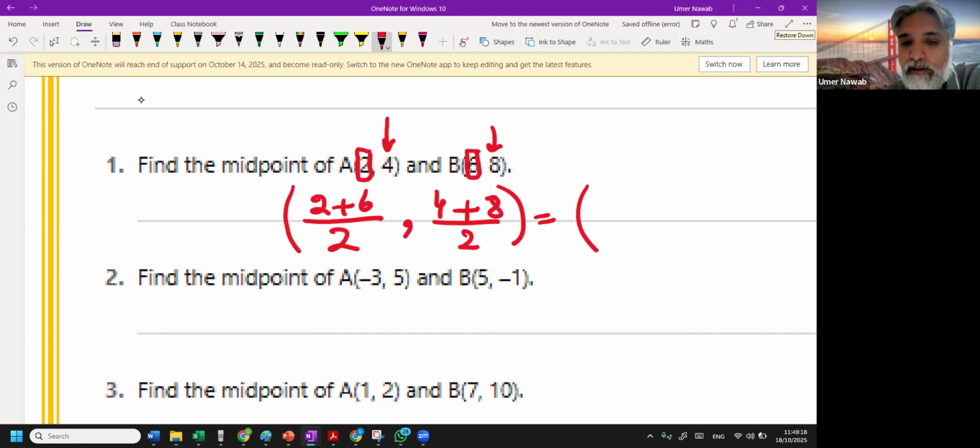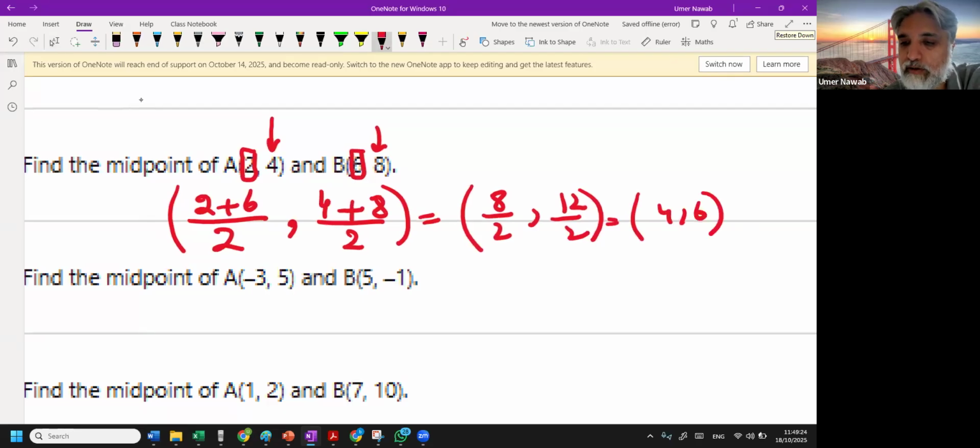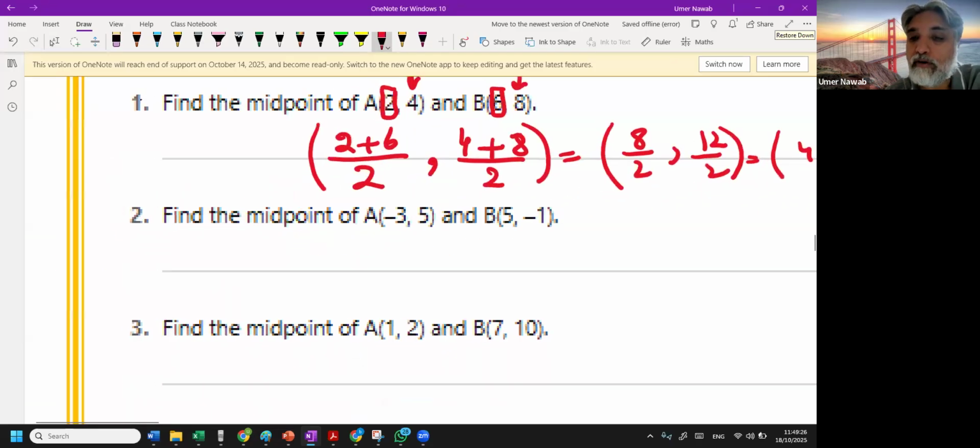Now simplify. 8 over 2 and 12 over 2. Final answer in the simplest form, it is 4 and 6. So (4, 6) is the midpoint of AB.